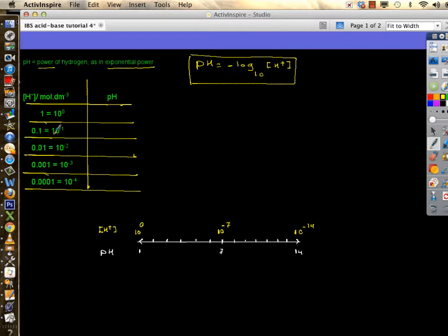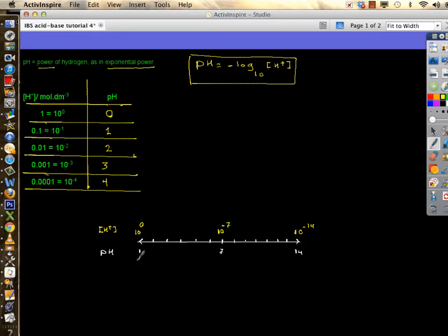So for example, if your concentration is 0.1, your pH is simply 1. If the concentration is 0.01, which is 10 raised to negative 2, pH is 2. If the concentration is 1, it's 10 raised to power 0. Anything raised to power 0 is equal to 1. Therefore, pH is 0, and this is considered to be the strongest acid. 10 to minus 3 and 10 to minus 4, you see accordingly. Then this friendly scale comes to life.